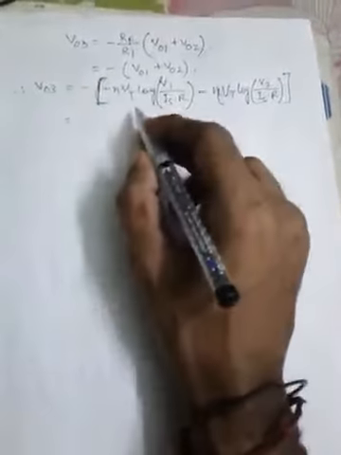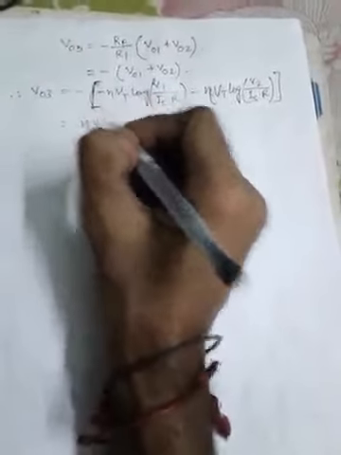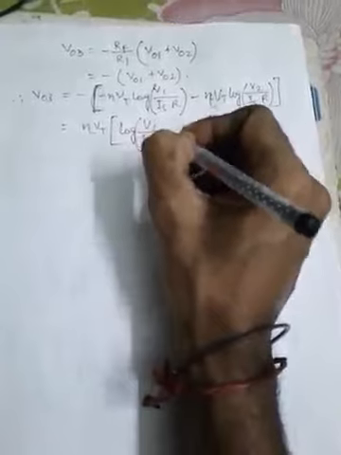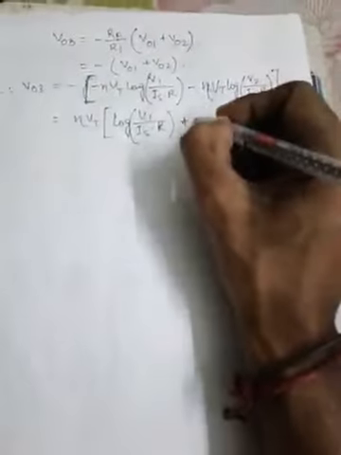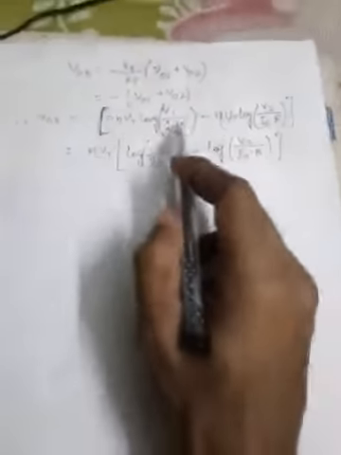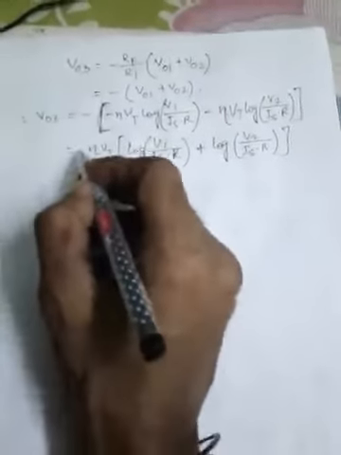So this is minus eta Vt log V1 by Is into R, and this is also minus eta Vt log V2 by Is into R. So therefore if we simplify this, eta Vt is taken as common within the bracket, it is log V1 by Is into R plus log V2 by Is into R. Minus is also common and taken outside, so it has become plus.